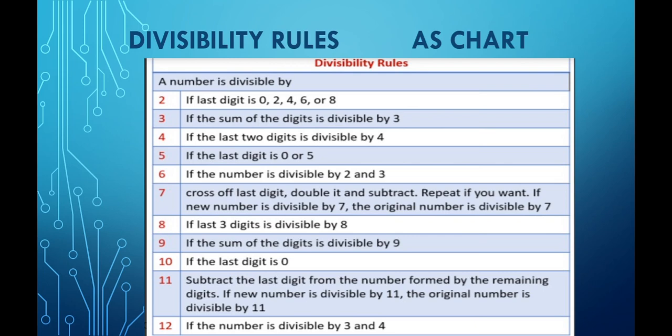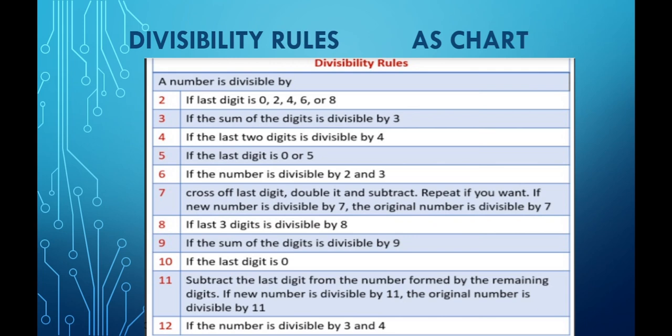Now we come to 7. This is a bit complex. See, cross off the last digit. That means if you have been given a number, you have to cross off the last digit, take it out, then double it, and then whatever product you get after doubling it, you have to subtract from the rest of the number which is left behind after crossing off your last digit. Then repeat if you want. If the new number is divisible by 7, then the original number is also divisible by 7. Later on, I have shown it with an example.